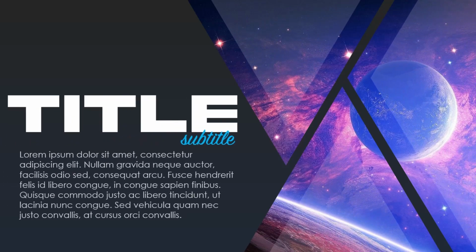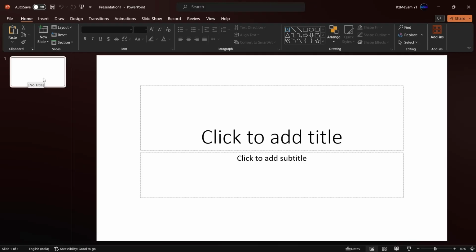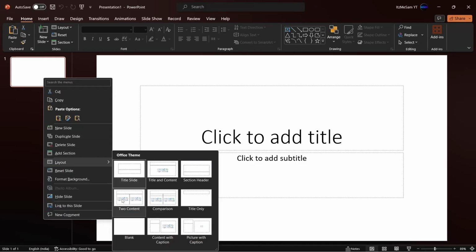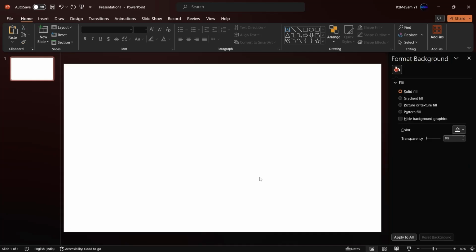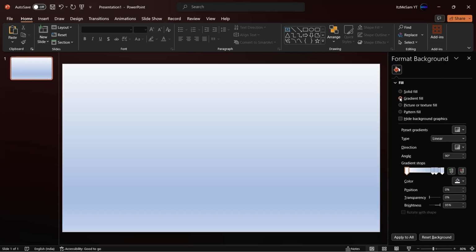So in this video, I'm going to show you how to make this triangle inspired slide and transition. So first go ahead and change the layout to blank, then right click the background and click on Format Background. Then change the background to a gradient fill and change the gradient to your preference. So for this tutorial, I'll be going with the slightly darker one.